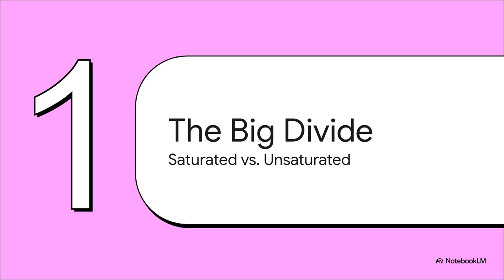Now, to really get a handle on this massive family, you need to know about the one big divide that splits them right down the middle. This isn't just some boring category, it's the key to their entire identity. We're talking saturated versus unsaturated. This one single difference dictates all their chemical behavior, basically how they interact and play with other molecules.